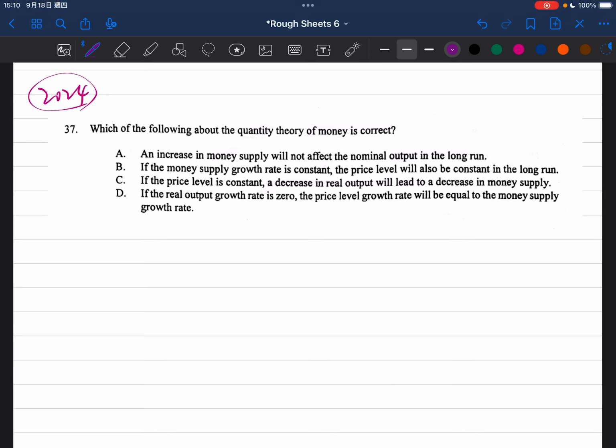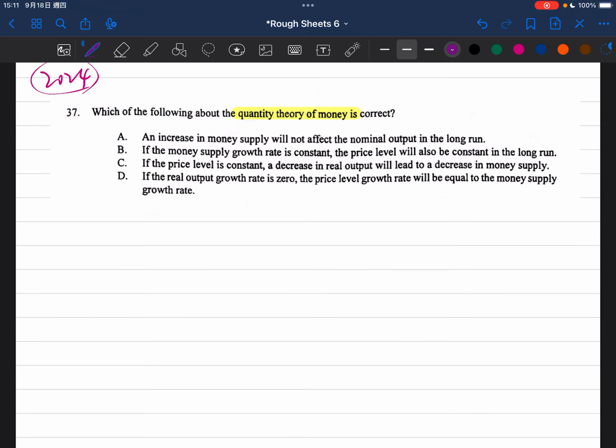Okay, so now let's continue our discussion on the 2024 DSE Econ Paper 1. And in this video, I would like to share about question 37, which is, I think, quite a tricky question in that year. This question examines the quantity theory of money. Let's recall the quantity theory of money. It is M times V equals P times Y.